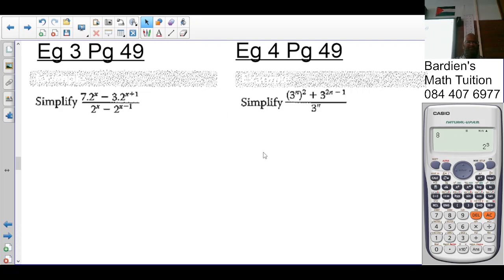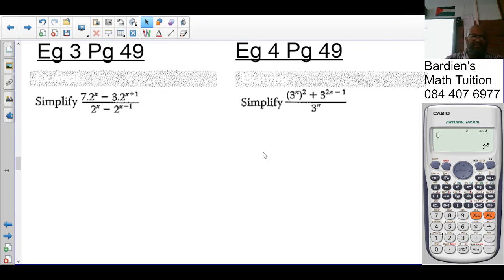Okay, so there's example 3. Let's look at example 3 first. The question says simplify. We've got 7 times 2 to the x minus 3 times 2 to the x plus 1, over 2 to the x minus 2 to the x minus 1. So what was the first step we said we were going to do? We're going to break up the powers, okay?